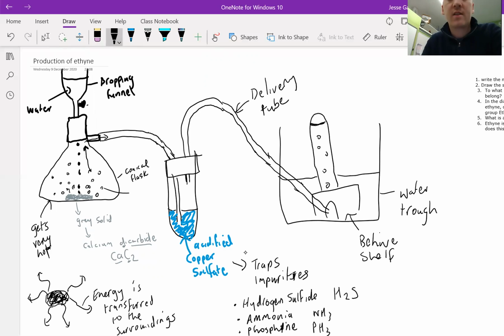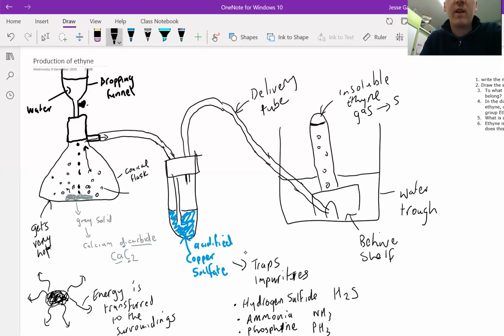I'm going to collect our gas over water, which again tells us that this is insoluble. Because if it wasn't insoluble, it would just dissolve and it wouldn't collect on top like this. It would just mix in with the water. So this is our insoluble Ethyne gas.